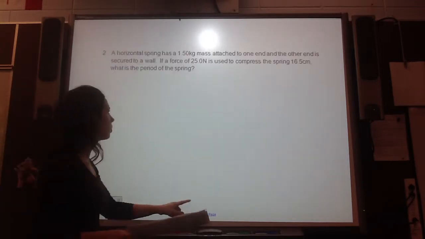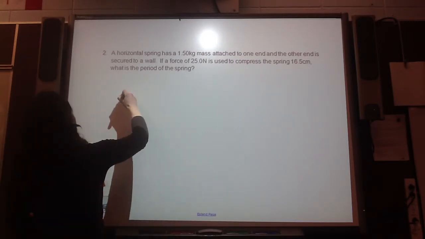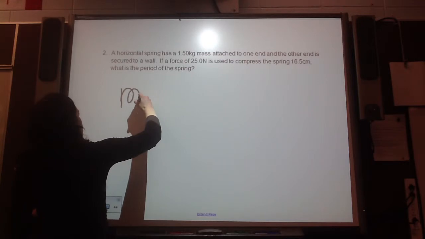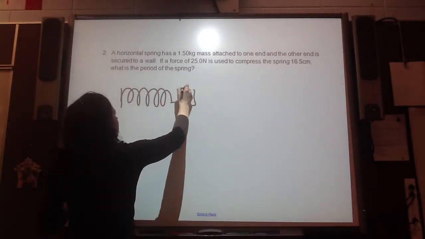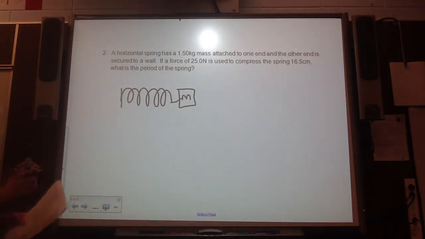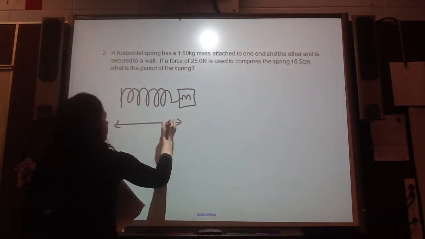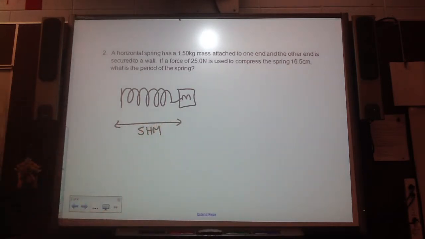Okay, so there's a little bit more information on this one. So think, I'm just going to draw a picture. Here's my spring, it's horizontal, and there is a mass at the end of it. Okay, so there's my mass. So it's a horizontal spring with a mass. And I've identified this is simple harmonic motion. So I'm going to use my simple harmonic motion formulas for my spring.